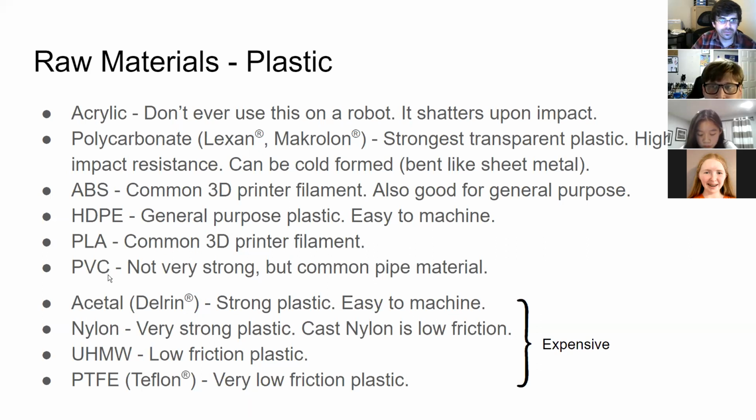PVC, it's in this presentation because some teams use it. It's not very strong. It's not very impact resistant. It will shatter. You see it used sometimes as spacers. You can cut PVC up pretty cheaply to make spacers. I don't know that we'll do it. It's also pretty easy to 3D print spacers. But I wanted to put it here because you will see it on different robots. And it doesn't just come in pipes. You can buy PVC in sheets as well.